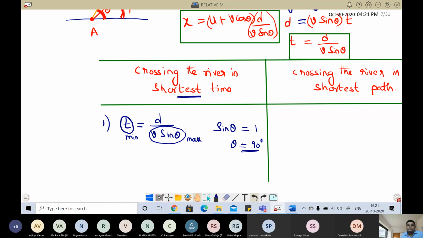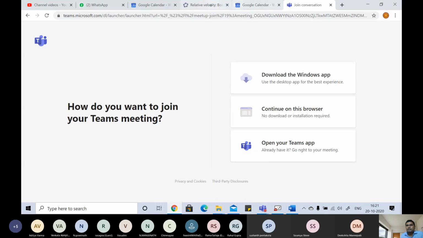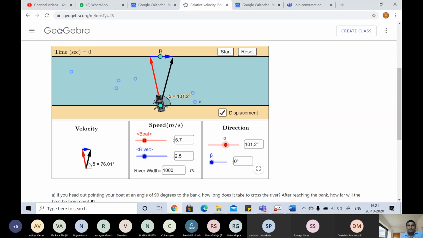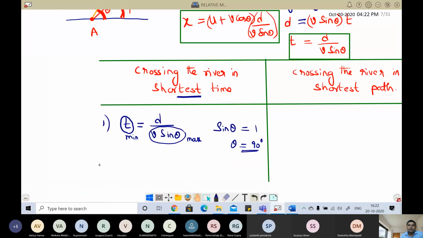Okay, so now I'll show the animation, where yesterday I think we have seen. So now if he goes like this, will he reach point B? Will he reach exactly opposite point B? No. He will reach somewhere else. Correct? Some point C. So that drift X is what we have to find out next. Anyway, so theta is what?